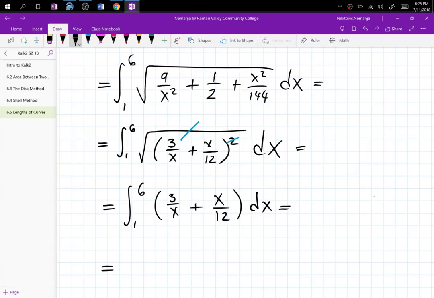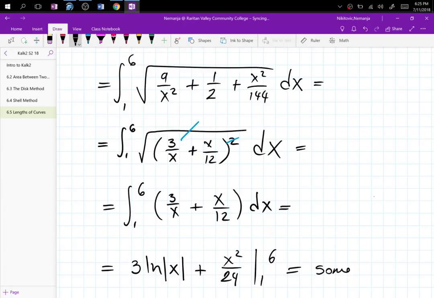Yeah. So now integrate 3 over x. Well, that is 3 times ln absolute value of x. Make sure you put that absolute value there. It's not there for decoration, right? We need it. Plus, the integral of x is x squared over 2, so this becomes x squared over 24, calculated from 1 to 6. And that's going to be equal to some number. Pretty good. And that number is the length of the curve that you are looking for. So these are the more spicy examples.